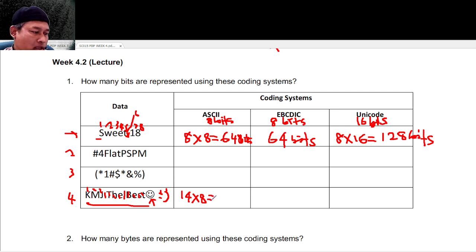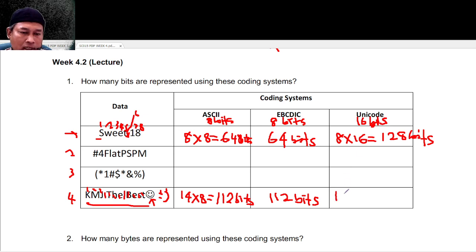Now 14 times 8 equals 112 bit. Now you must show the word bit. Okay, EBCDIC is the same because EBCDIC uses 8 bit, so 112 bit. But it is different for Unicode because Unicode uses 16.